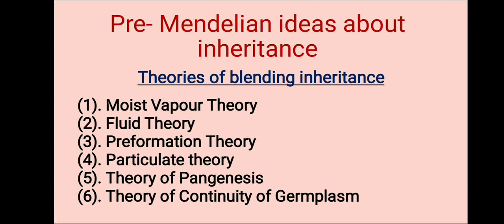According to these ideas, the characters of both parents, the male and the female, get mixed together during transmission, resulting in an offspring having intermediate characters of both parents. Different pre-Mendelian theories were proposed from time to time. The most important are the moist vapor theory, fluid theory, preformation theory, particulate theory, theory of pangenesis, and theory of continuity of germplasm.